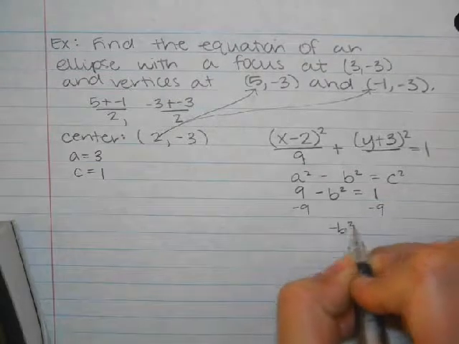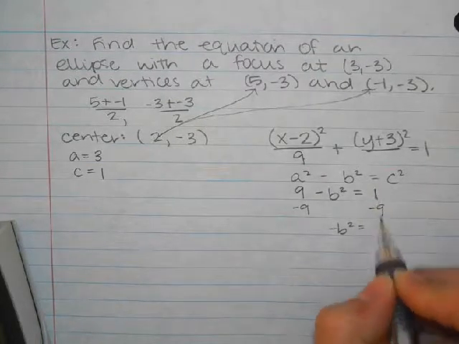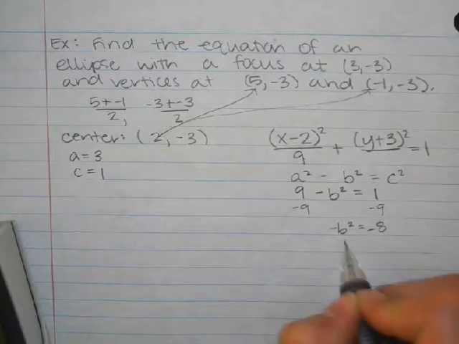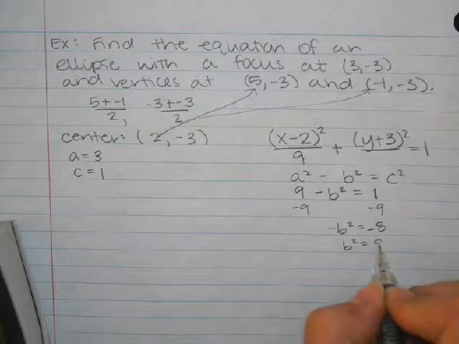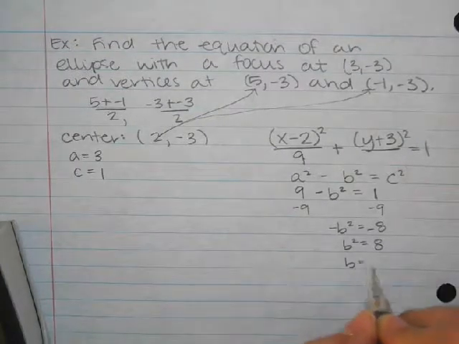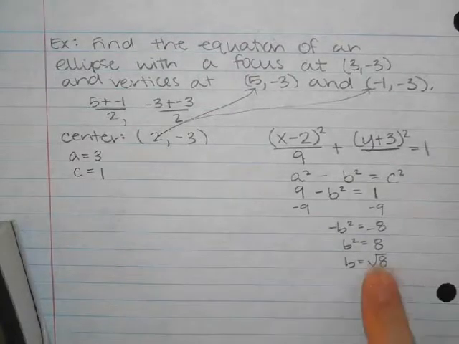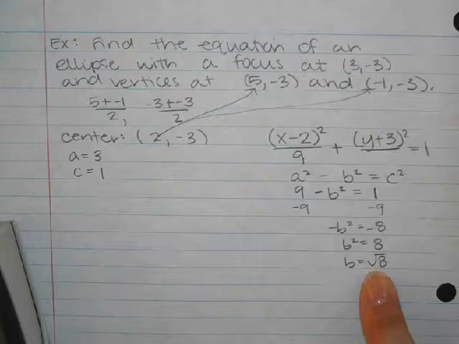Negative b squared equals negative 8, and so positive b squared equals 8, right? So b is the square root of 8. If we wanted to continue graphing this, from the center we would have to figure out what the decimal for the square root of 8 was, and we would go up and down from the center a square root of 8, and those would be our other points.